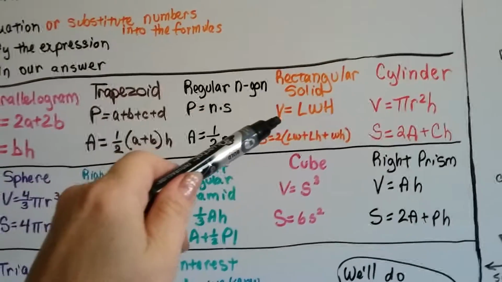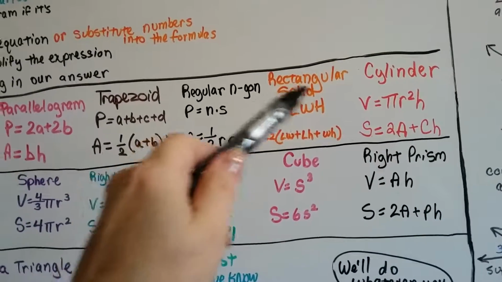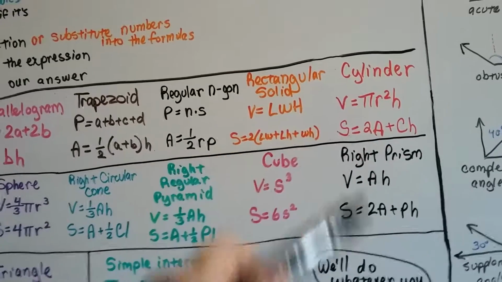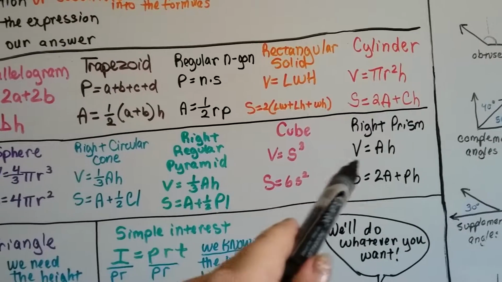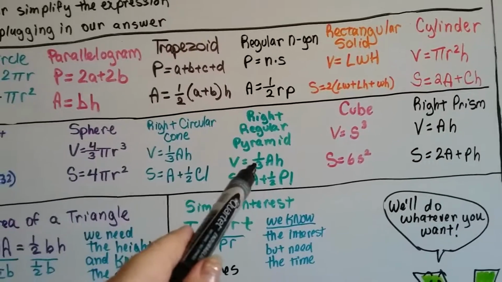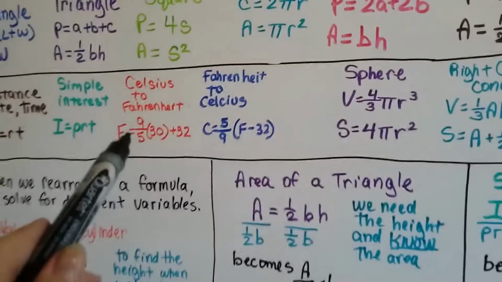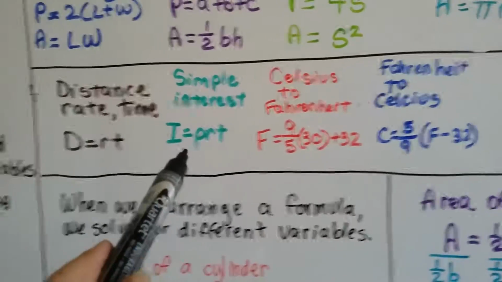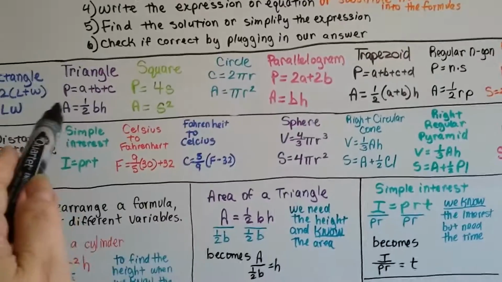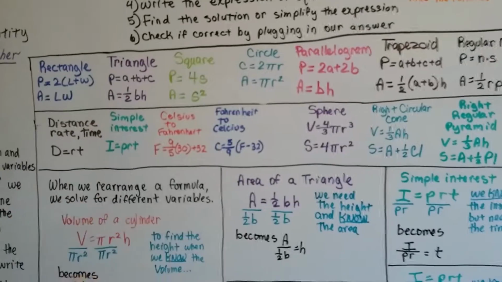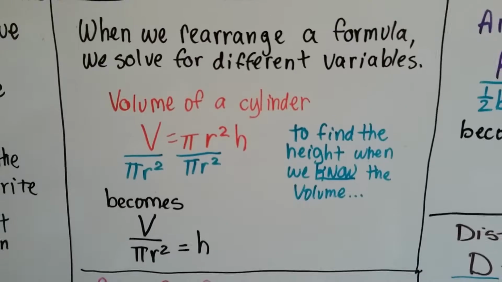Look at, these are 3D figures. They're solid, rectangular solid, and a cylinder. So they have 3 dimensions, length, width, and height, see? Look at this, we have the volume and the surface area of a cube and a right prism, or of a right rectangular pyramid, or of a right circular cone, or of a sphere. We have Celsius to Fahrenheit and Fahrenheit to Celsius. We have simple interest, and we have the distance, rate, and time formula. A lot of formulas. These are formulas that you're going to come across in middle school and high school, okay? The most typical ones. So when we rearrange a formula, we solve for different variables.